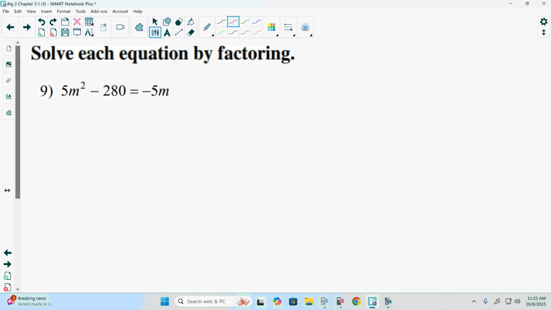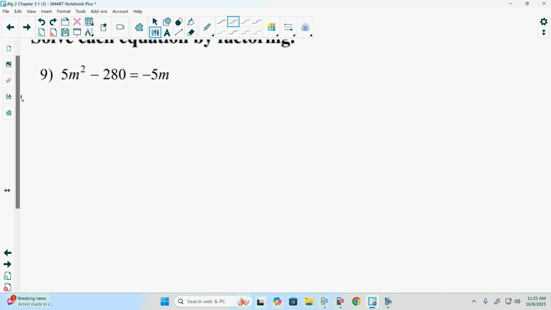Yes. So if we look at this here, 5m squared minus 280 equals negative 5m. We have to move our negative 5m from the right side to the left. And to do that, we would add 5m to both sides. Because on the right side, our negative 5m plus 5m, negative 5 plus 5 is indeed 0. And that gives us 5m squared plus 5m minus 280.